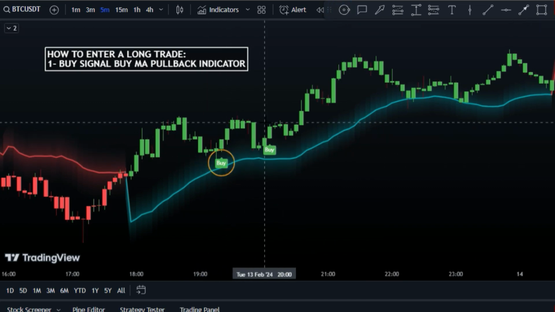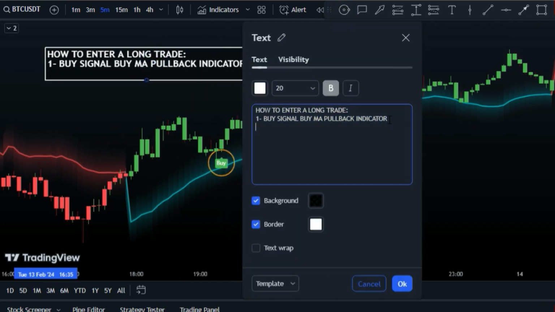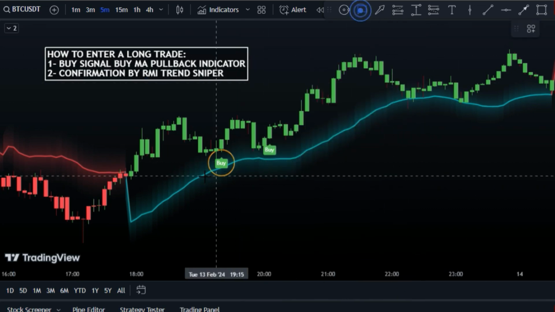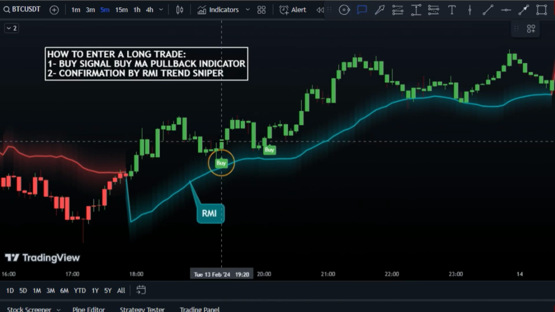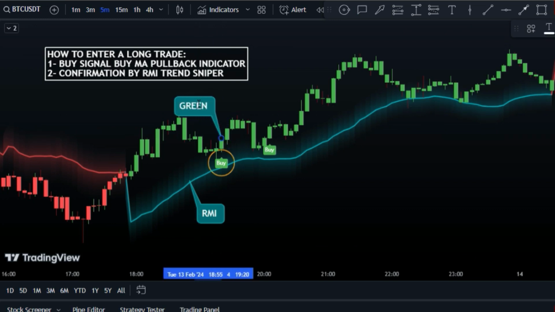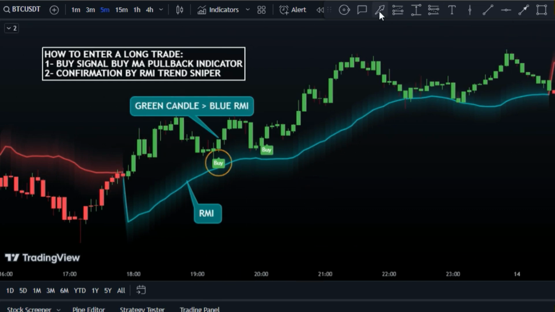Next, we'll confirm that the market is in an uptrend by checking two conditions. The signal candle must be green and the signal candle's closing price should be above the blue line of the RMI trend sniper indicator. So once we verify the buy signal and the uptrend, we can confidently enter a long trade, anticipating that the price will rise.